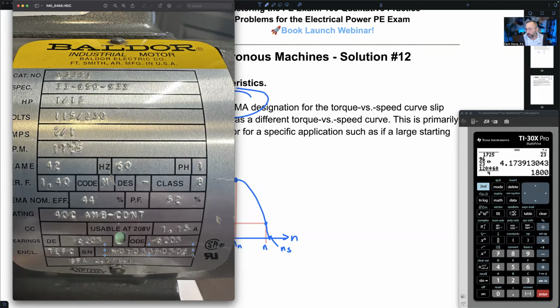TEFC, totally enclosed forced cooling. Great. Yeah, it's totally enclosed. Look at this, forced cooling. See those slots? I don't know if you can see it. I'm so scared to drop this thing. I'm telling you, this thing's freaking heavy. Look, I'm going to spin the rotor. You guys see the fan spinning? See the fan?